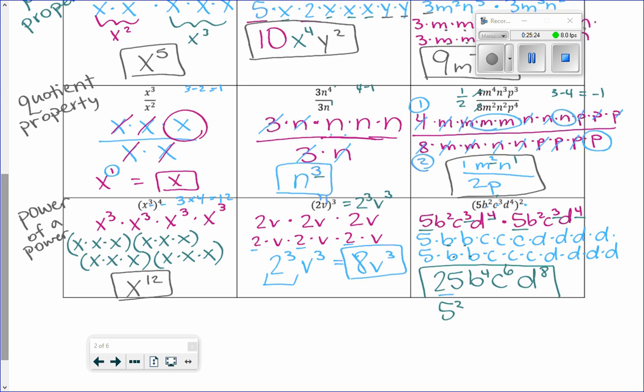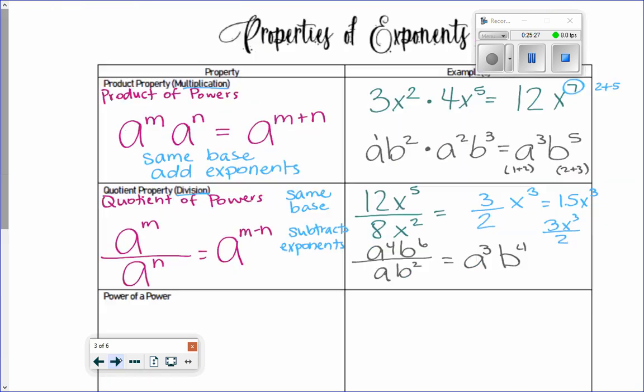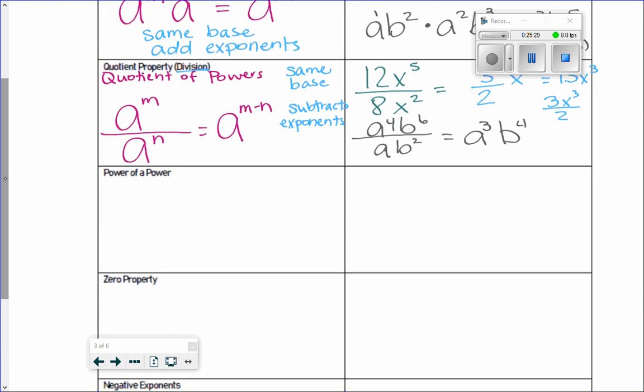And last thing, let's write this down on this sheet right here. The power of a power, what it says on the star chart, is a to the power of m raised to the power of n equals a to the power of m times n, where we're going to multiply exponents.